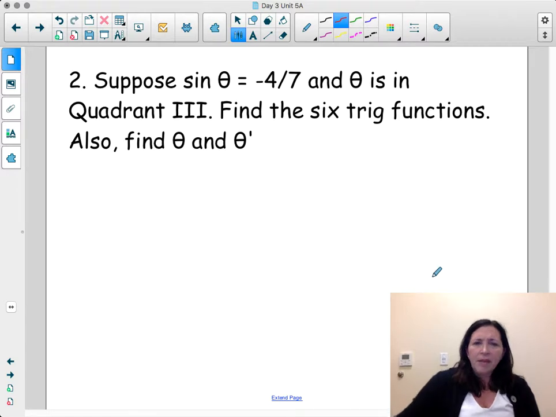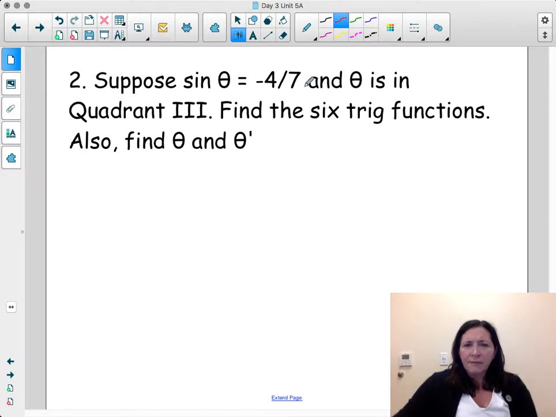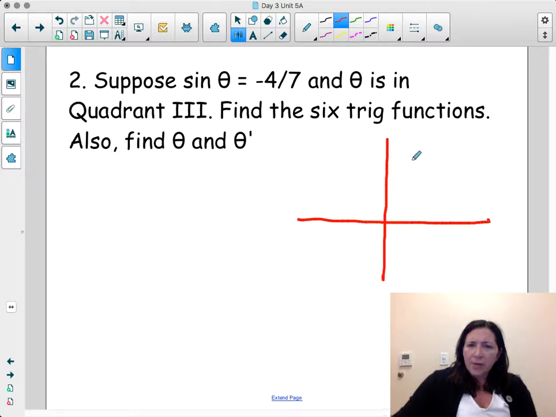Okay. The second problem, I love this problem. This one says, find the 6 trig functions of this. It says theta is in quadrant 3. So here we go in quadrant 3. So this is quadrant 1, this is 2, 3, and this is quadrant 4.